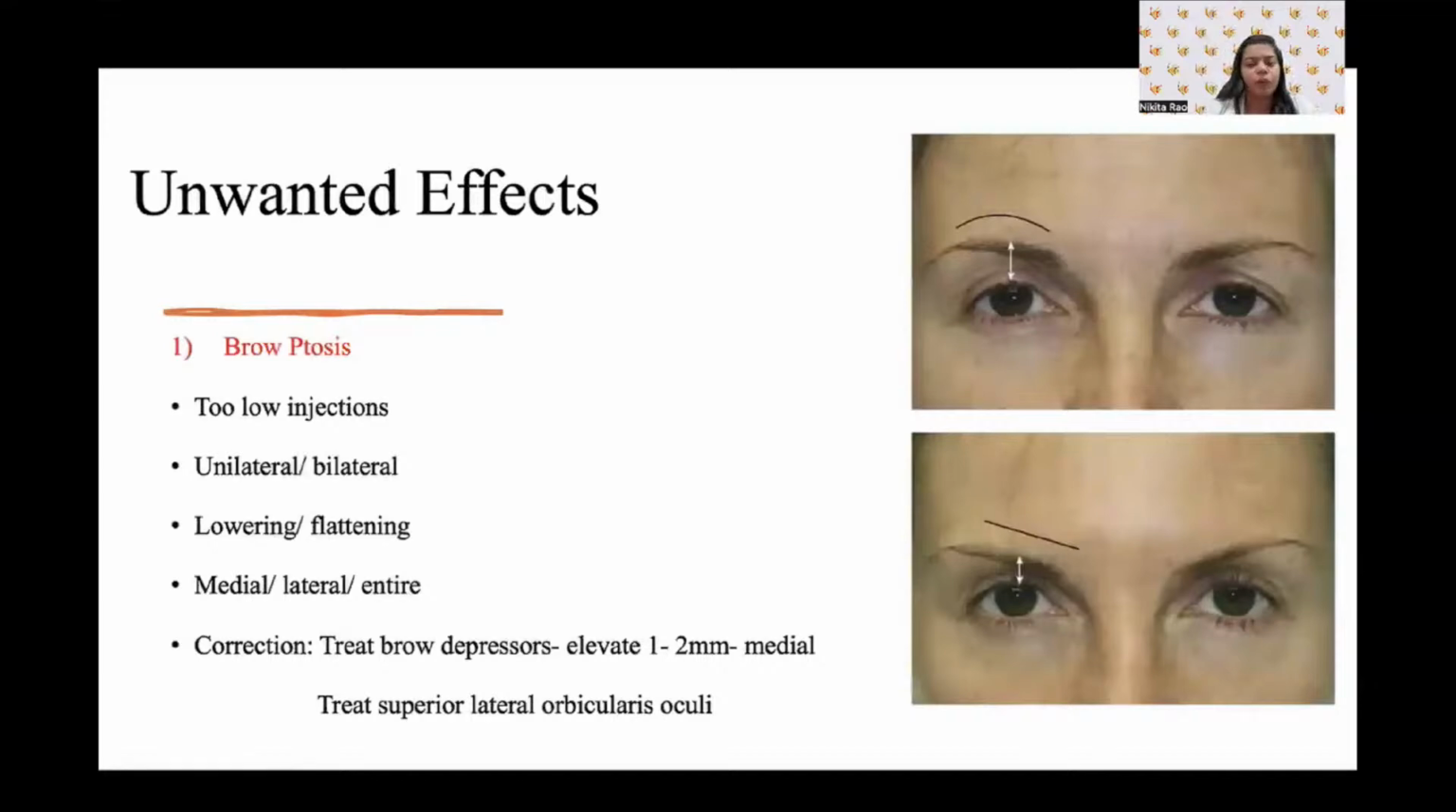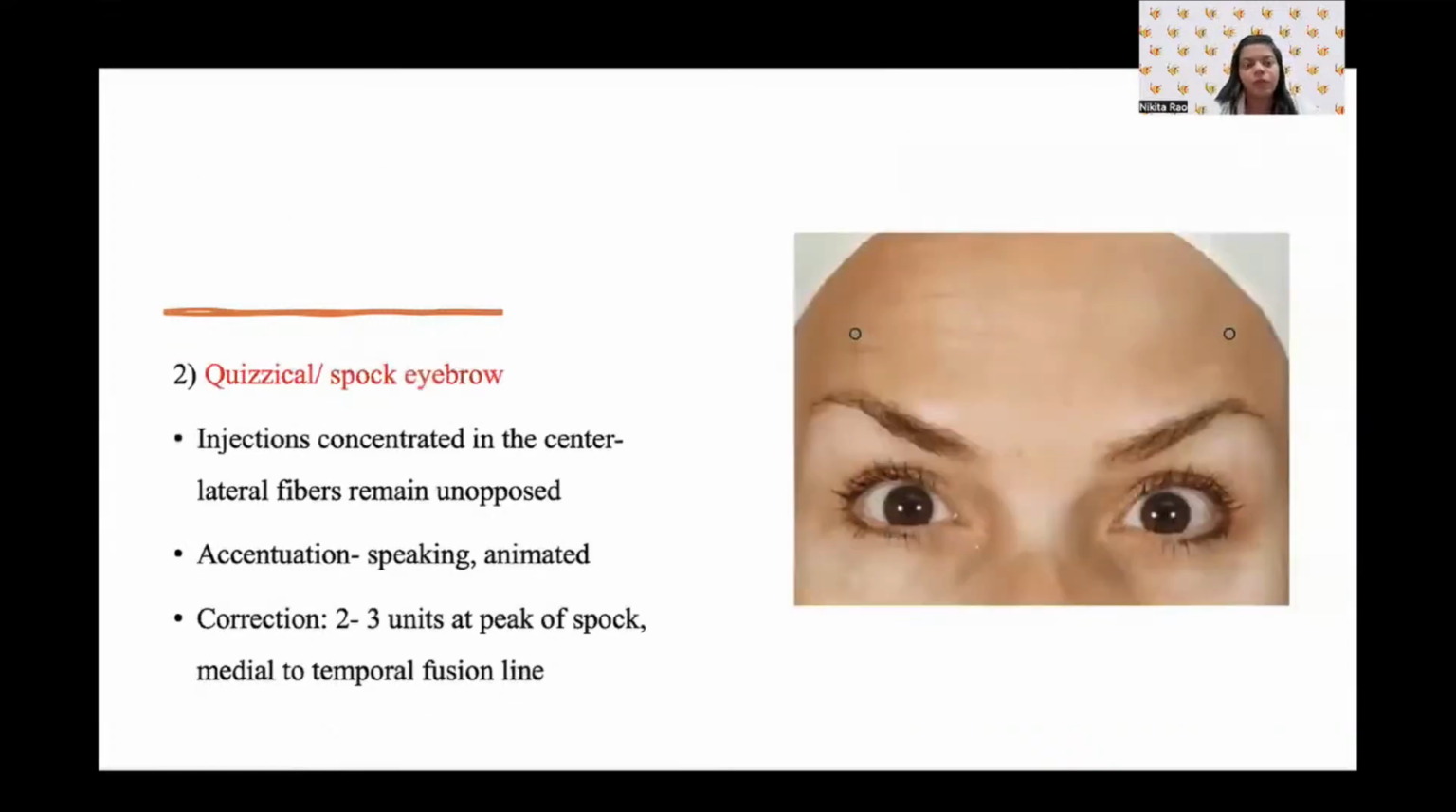Unwanted effects can be brow ptosis, which occurs mainly due to too low injections. It can be either unilateral or bilateral. It can be just a lowering or complete flattening of the eyebrow. It can occur only over the medial, lateral or the entire eyebrow. Correction is mainly by treating the brow depressors, which may elevate 1 to 2 millimeter for medial. Then treat the superior lateral orbicularis oculi part for lateral ptosis.